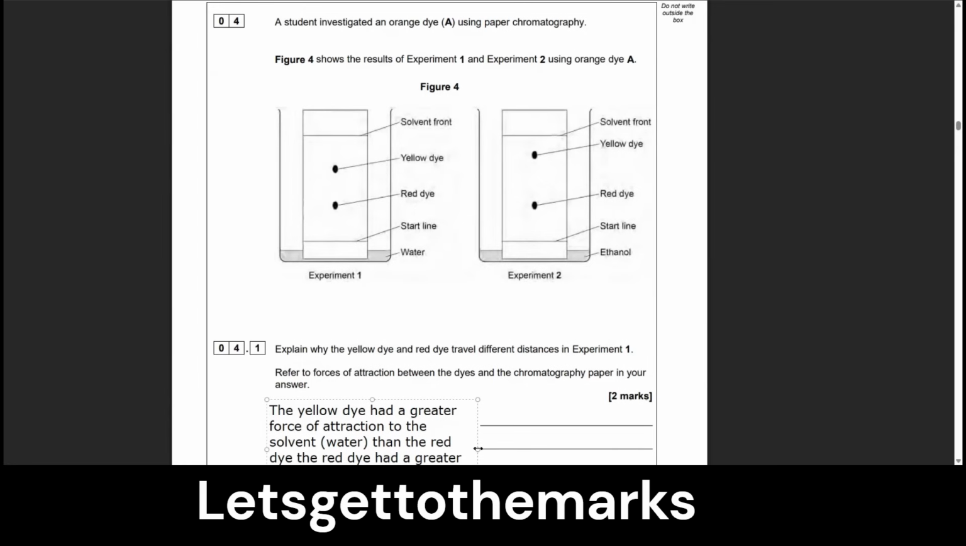So sometimes we use the word affinity. So we would say that the red dye had a greater attraction or a greater affinity to the mobile phase, which is the water, than it does the stationary phase. Therefore, it has not moved as far, whereas the yellow dye had a greater attraction to the mobile phase or a greater affinity, which is like the force of attraction, to the mobile phase than it does to the stationary phase, which is the paper. But anywho, there we go. Let's smash that there and there. Easy peasy. Let's go.